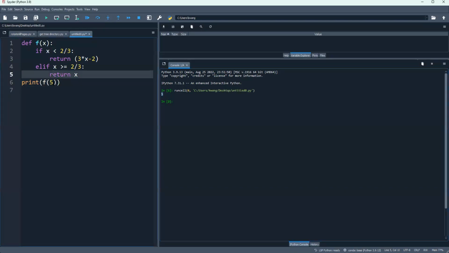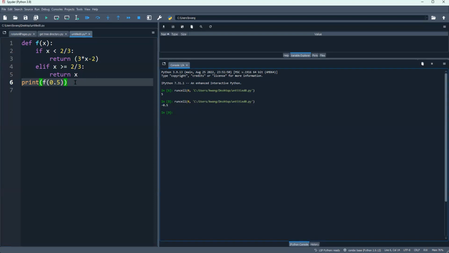What if I type in, let's say, 2/3 is around 0.6, so let's type in 0.5. What will it give you? Which branch will you go into? The first branch, right? Then return 3 times 0.5, which is 1.5, minus 2, which is negative 0.5. Let's see if it gives us negative 0.5. Run. Oh, what do you see? Negative 0.5.